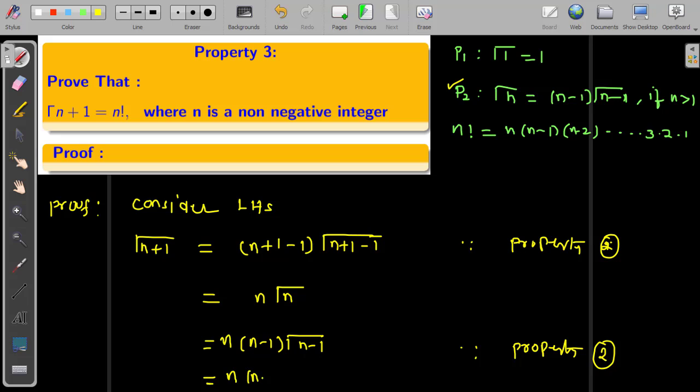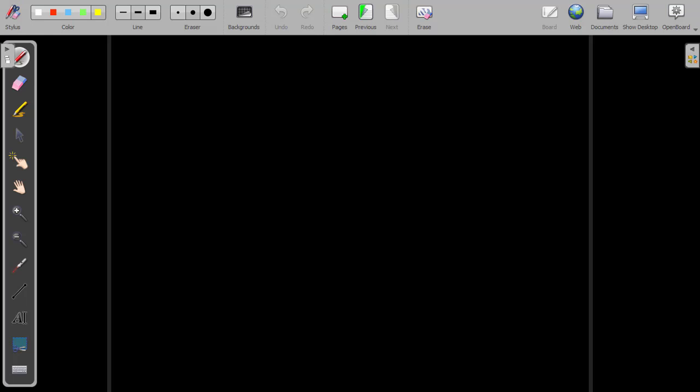So n times n minus 1 remains the same. This time n minus 1 minus 1 means n minus 2 times gamma of n minus 2. Again we applied the same property number 2. For the next step I'll take a new page. Gamma of n plus 1 is equal to n times n minus 1 times n minus 2 times, and if we keep applying property 2 successively, you will get 3 dot 2 dot 1. This gives exactly the factorial definition. Successively, the last value left is gamma of 1.